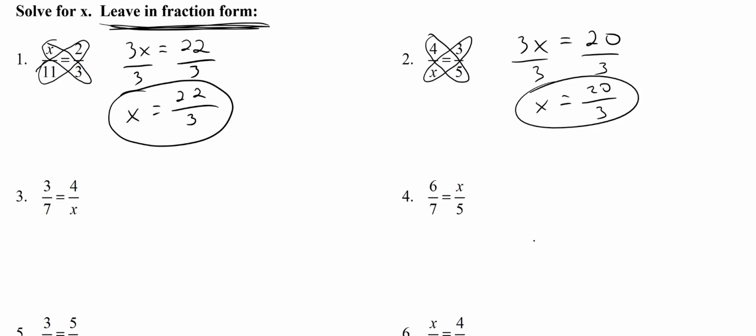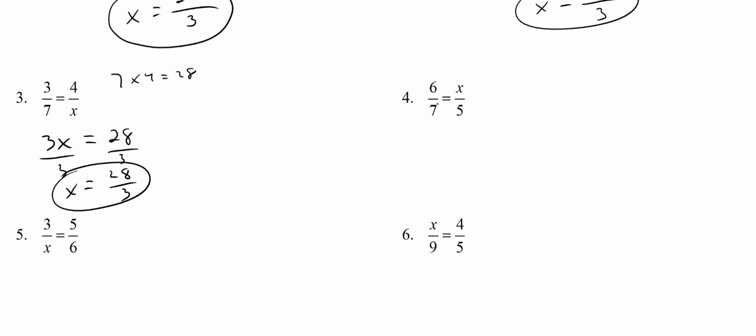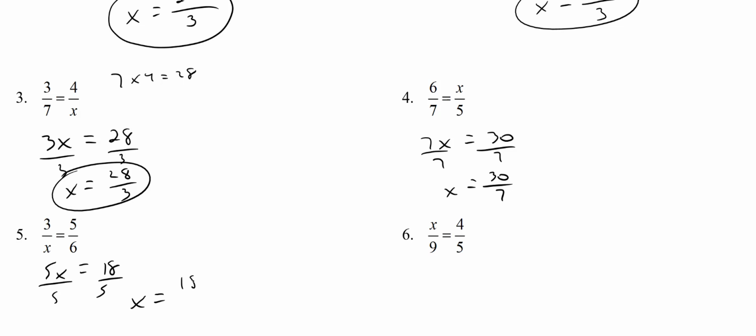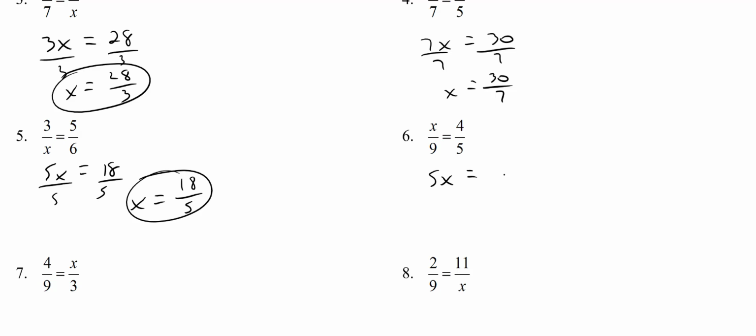Okay. So let's keep going here. Again, I'm going to do 3 times x. So it's, again, cross-multiplying. So 3x equals, and again, put this in your calculator, 7 times 4 is 28. So you get 3x equals 28, and then divide both sides by 3. So x equals 28/3. Pretty easy. Doesn't matter where the x is, you still cross multiply. So it's 7 times x is 7x, and 6 times 5 is 30. Divide both sides by 7, x is 30/7. Same thing. 5 times x, 3 times 6 is 18. Divide by 5. So x is 18/5. And then the last one, 5 times x is 5x, 9 times 4 is 36. Divide both sides by 5, x is 36/5.